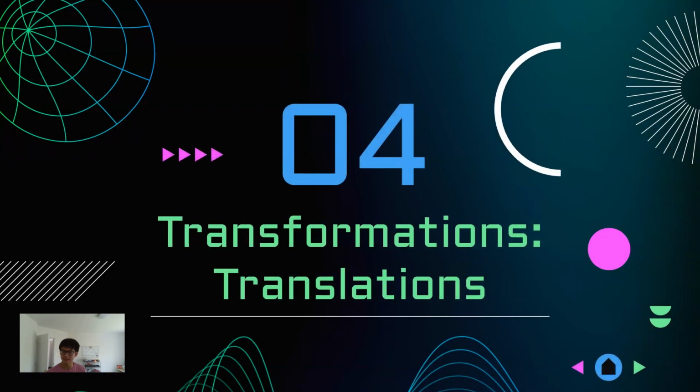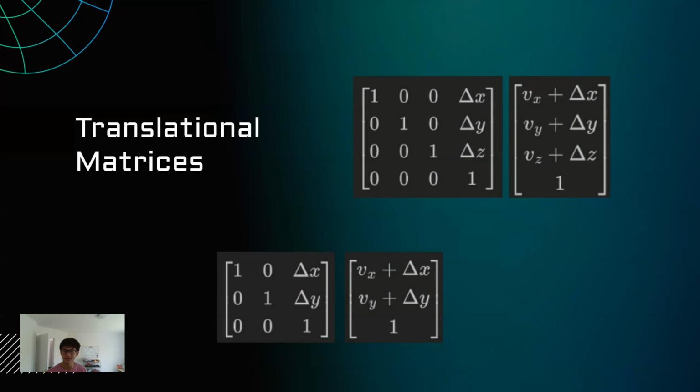Next, let's discuss translations, which is another form of matrix transformation. Translation relocates the entire shape without disorientation and disfiguration. The translational matrix for a 2D transformation can be seen on the bottom left, which is the 3x3 one. And the translational matrix for a 3D transformation can be seen in the top right.